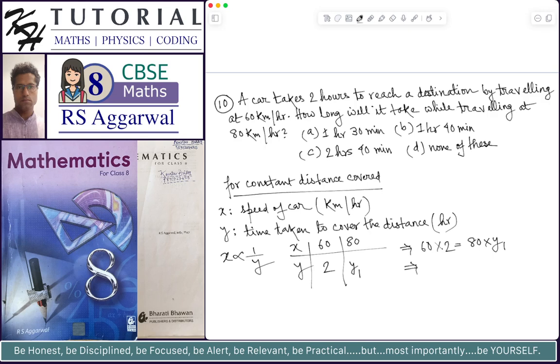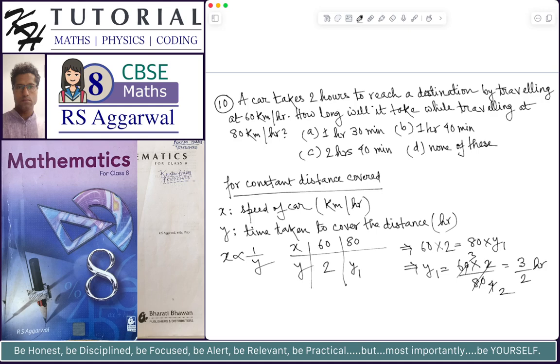So this implies y1 is equal to 60 multiplied by 2 divided by 80. This cancels this, 2, 4, 3, 2. So this is 3 by 2 hours. The car will take 3 by 2 hours to cover the same distance, or to reach the same destination, at a speed of 80 km per hour.